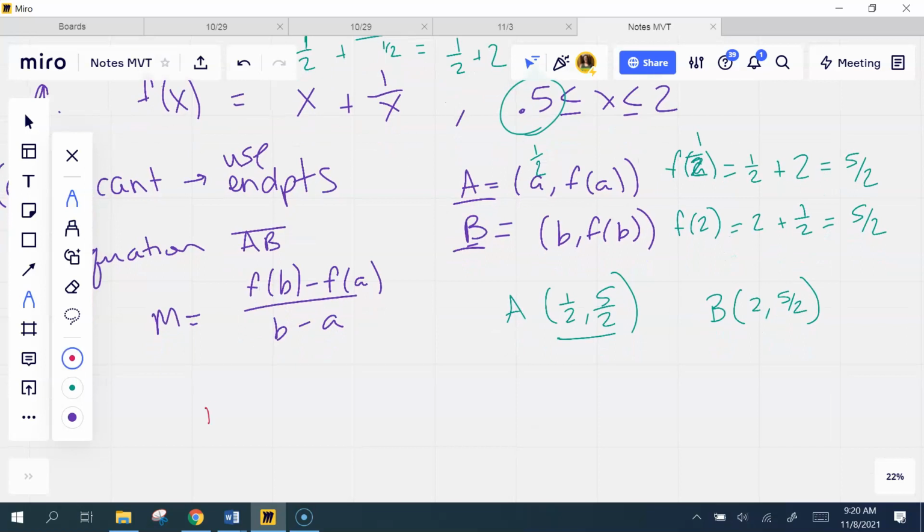All right, so my slope. Remember, this is still the secant I'm talking about. I've gone off on tangents many times to tell you about Rolle's, but at the end of the day, this is just the secant. Y's on top. You can have 0 on top, you can't have 0 on the bottom. So I have 5 over 2 minus 5 over 2, it doesn't matter because this is 0.